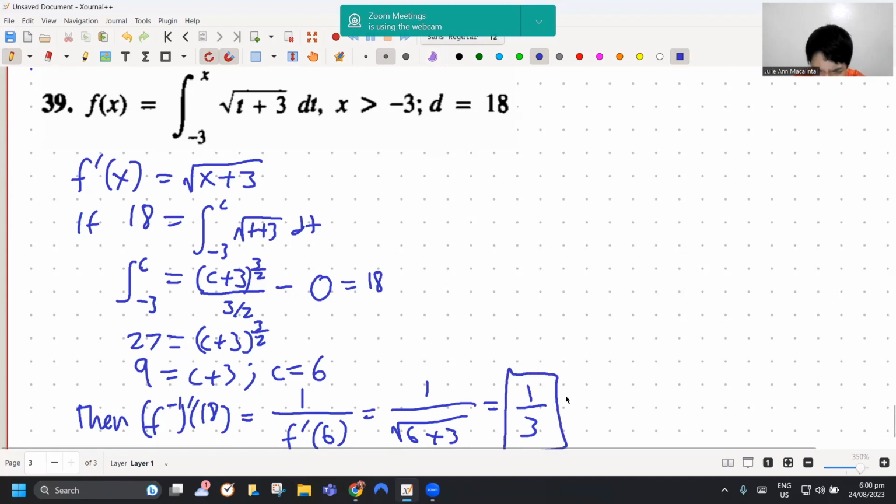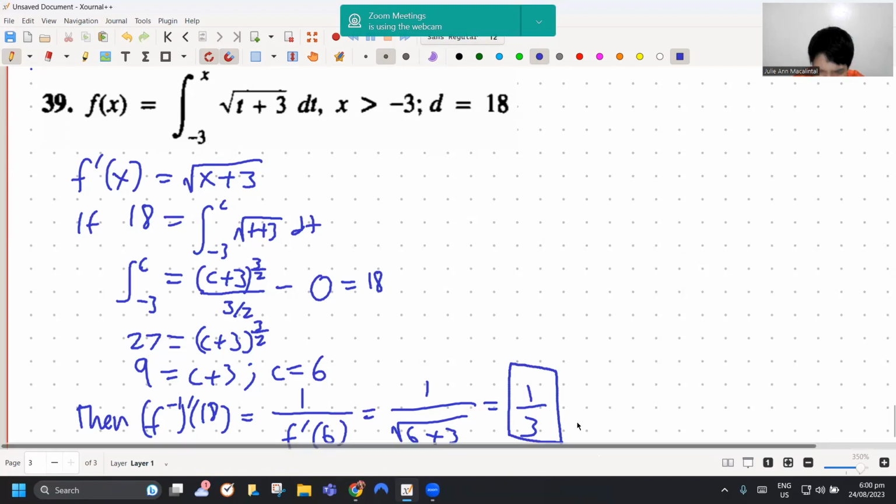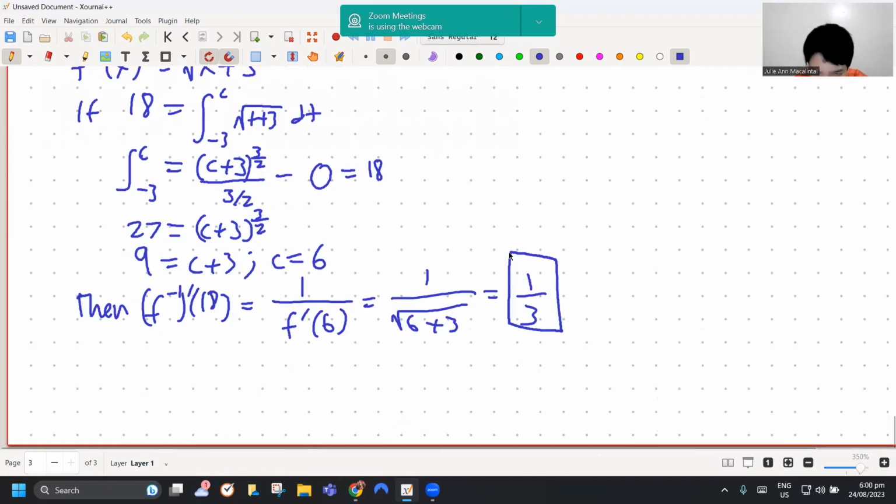Okay, so we'll continue. So sa Sunday, balik physics tayo. Tapos tutuloy natin yung section 5.1 sa Thursday ulit. Okay? So I'll see you again on Sunday.